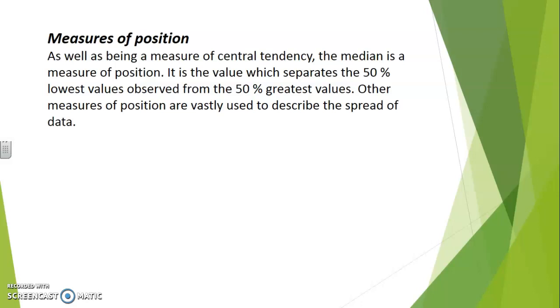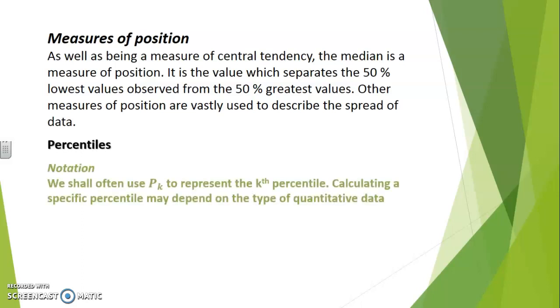In the past, we've discussed the median as being a measure of central tendency, but it also happens to be a measure of position. In fact, it's the value that separates the 50% of lowest values from the 50% greatest values. Other measures of position are vastly used to describe the distribution of data. In particular, we'll focus our attention on percentiles.